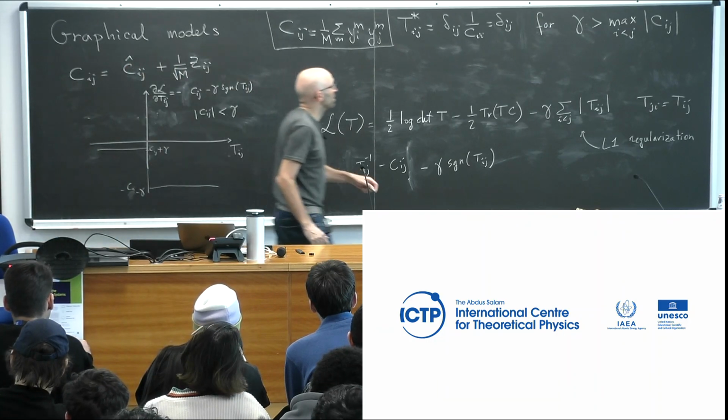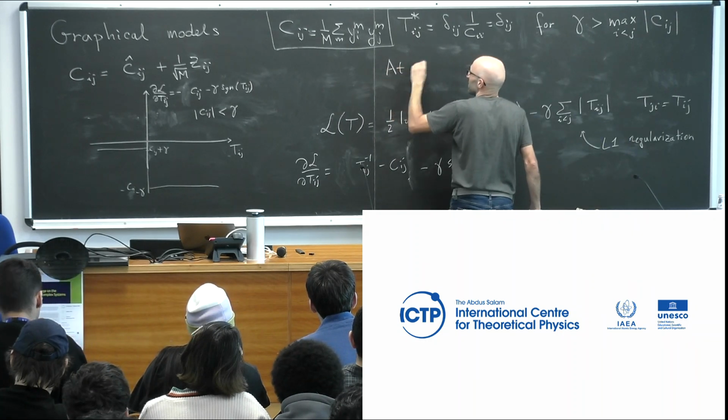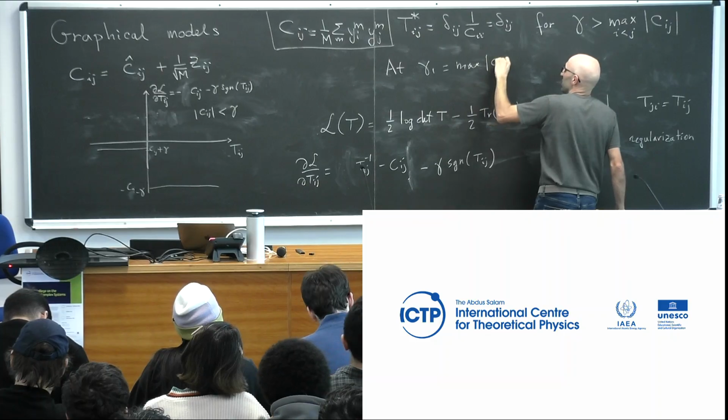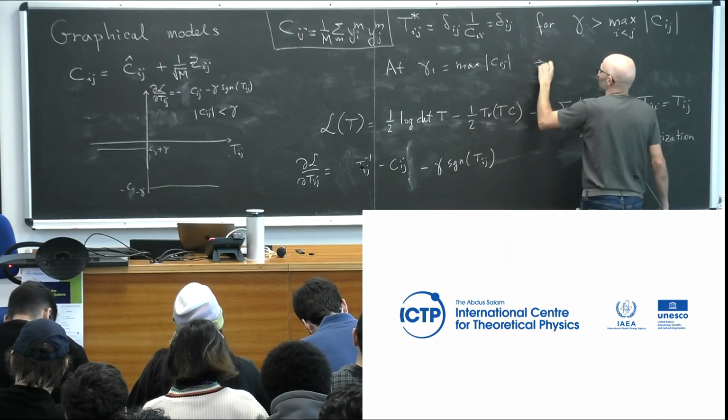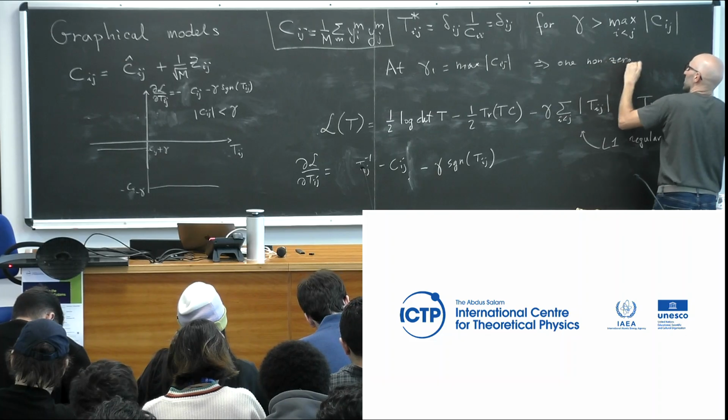So there will be, at gamma_1 equal to the max of c_ij, you have one non-zero t_ij.